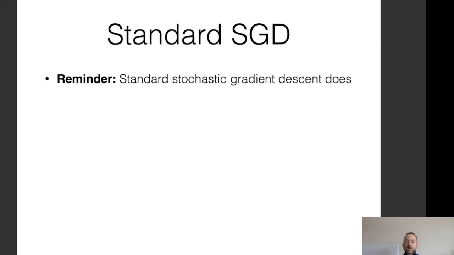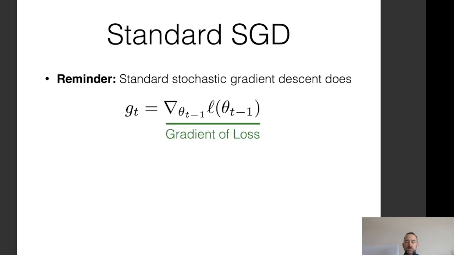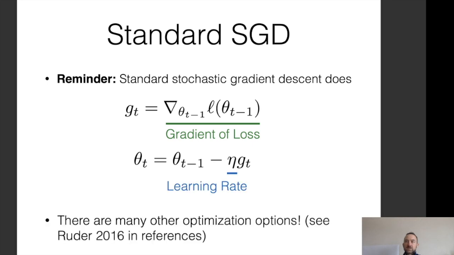So if you remember from the last class, standard stochastic gradient descent basically calculates a gradient of the loss function with respect to the parameters. And here I will call this g_t. So this is the gradient of the loss. And then we will take our previous parameters, theta_{t-1}, and subtract this gradient of the loss function, multiplied by a learning rate, eta. And there are many, many other options. I'm going to go through a few of them here, but I've also added Ruder 2016, a blog explaining these, in the reference. So please take a look at that if you'd like to know more.